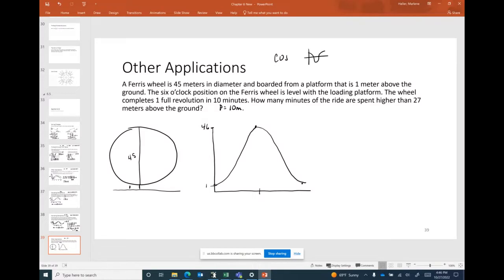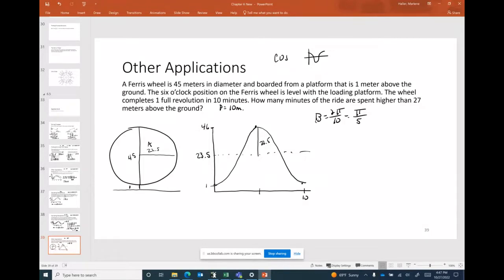Cosine normally does this. We're reflecting it. Now the midline, the halfway point here, will correlate to the radius of the circle plus where we're starting from. So the radius of this circle is 22.5. So the midline is 22.5 plus 1, or 23.5. The amplitude is the 22.5. That's the radius of the circle, or this distance here. The period was 10. Let's find B first. So B is 2 pi over 10, or pi over 5. I think we have everything.